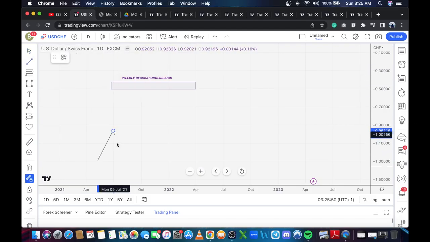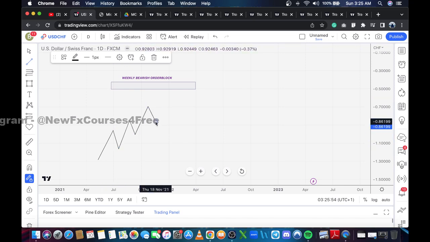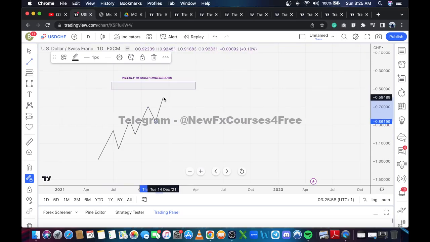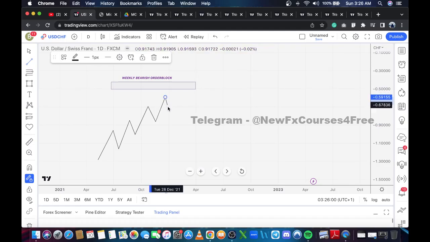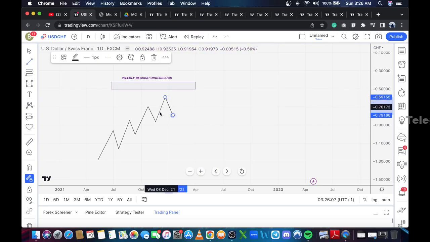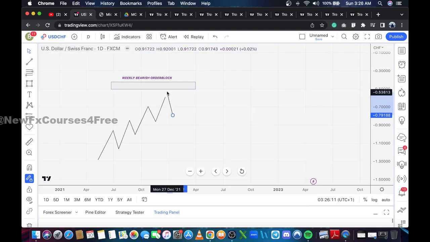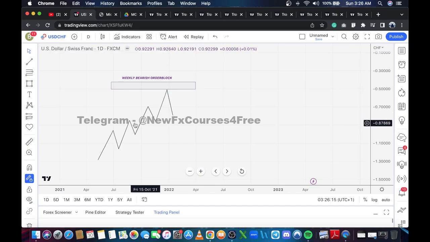Okay, so the market trades lower, trades higher, trades lower, a classic uptrend, and then as it starts to approach the weekly bearish order block, the market trades lower. When we see the market fall just a little bit short of our level, or the market could even, matter of fact, trade just a little bit shallow up into that.